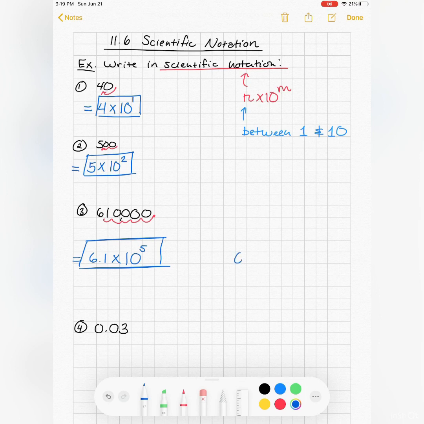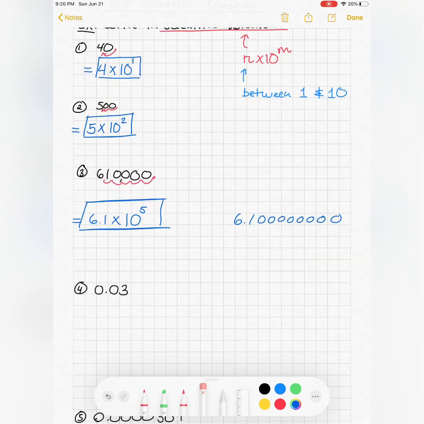Now I could check that. I'd start with 6.1 and I can add as many zeros as I want here. Checking that, I'd move the decimal 5 places: 1, 2, 3, 4, 5. So that number would be 610,000. And indeed, that's what I started with.